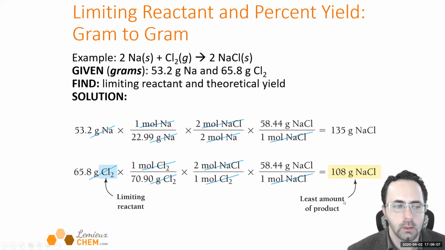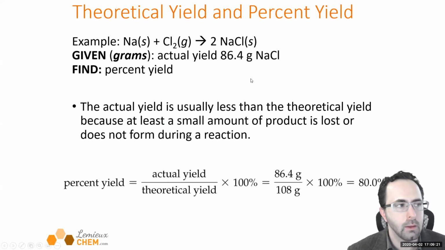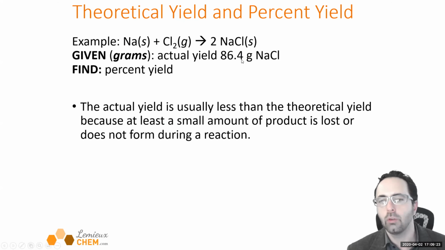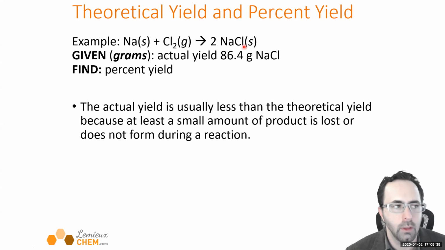All right. So now that we've calculated our theoretical yield, 108 grams of sodium chloride, let's calculate our percent yield. If we want to calculate the percent yield, the actual yield has to be given. Now, if you're doing an experiment, of course, you'll have your own actual yield based on whatever amount of products you were able to make. But if you're doing a homework question, you're not doing the experiment.